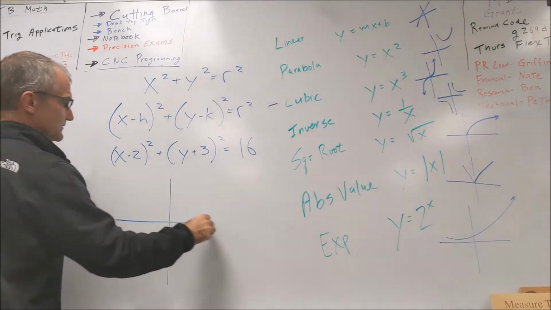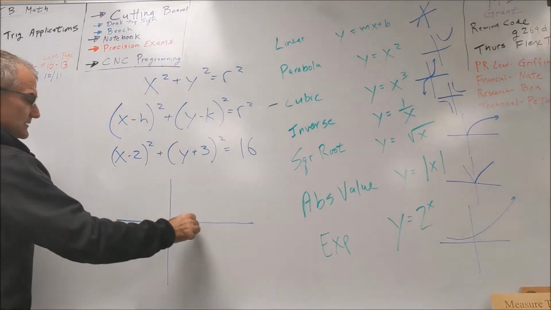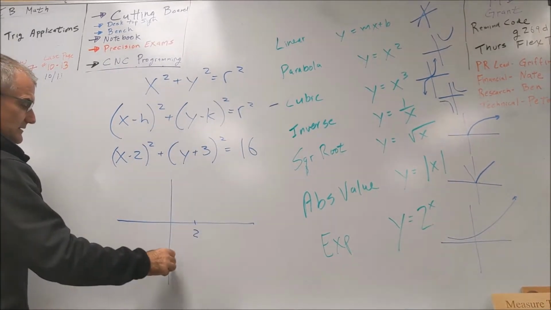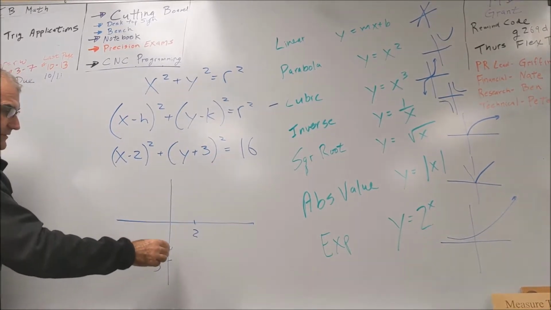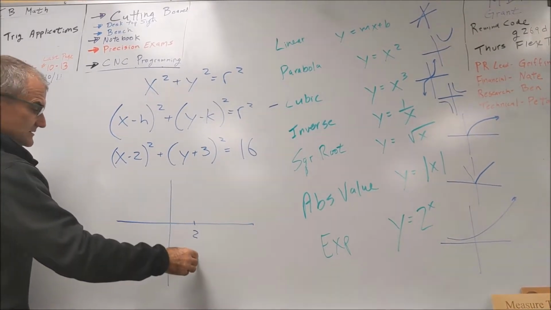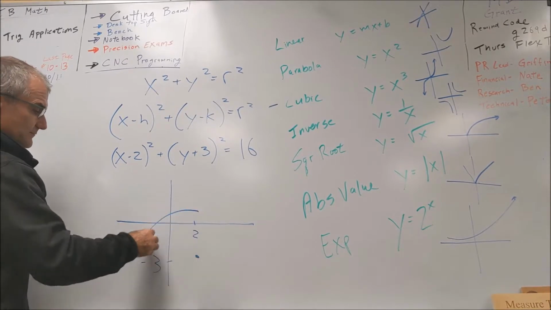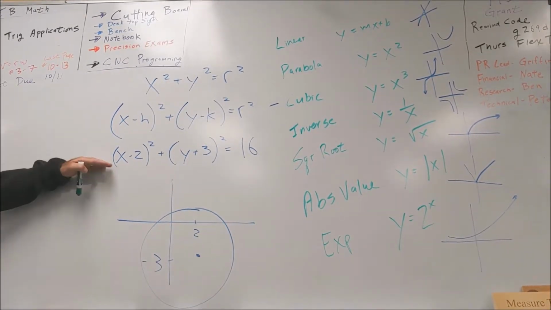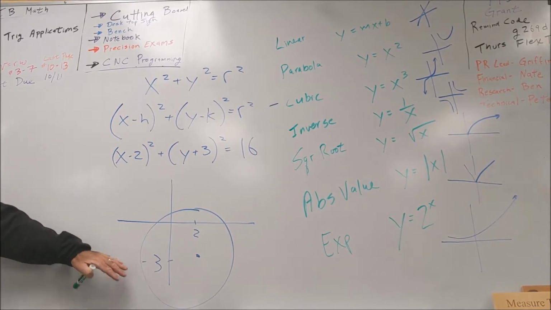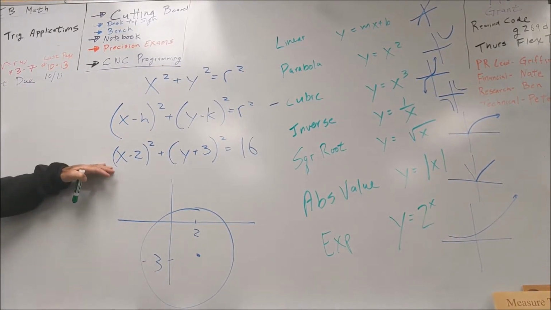That's a circle centered at the point (2, negative 3), with a radius equal to 4. So there's the center of the circle, and that's what it looks like. So we should be able to go from the equation to the graph, from the graph to the equation.